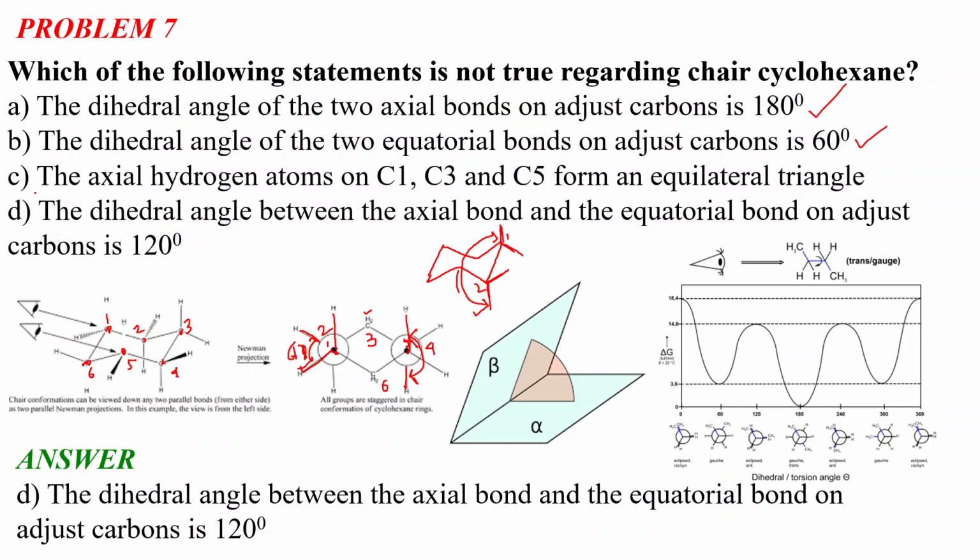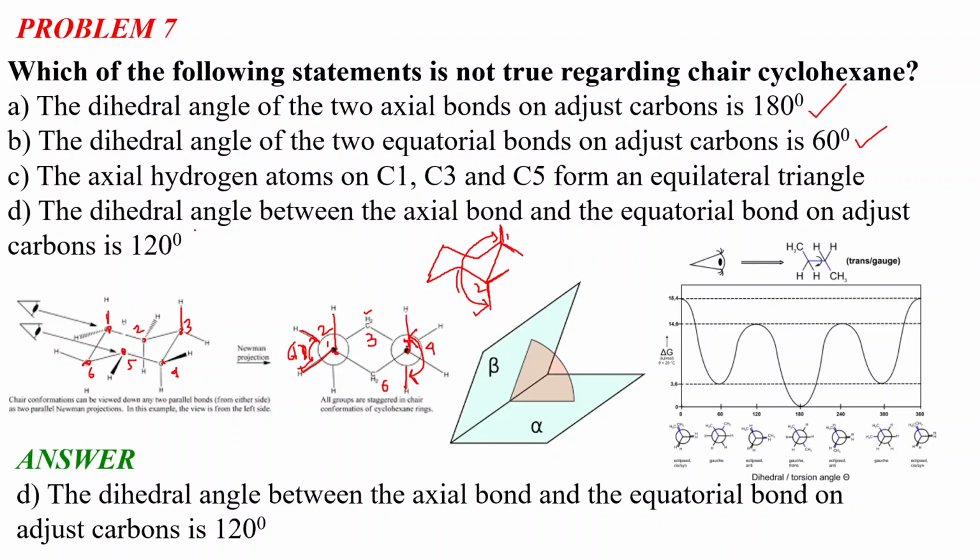And the last option, number 3. It says that the axial hydrogens of 1, 3 and 5 form an equilateral triangle. So this is 1, this is 3 and this is 5. These carbons, okay, they form an equilateral triangle, which is also a correct answer, okay.